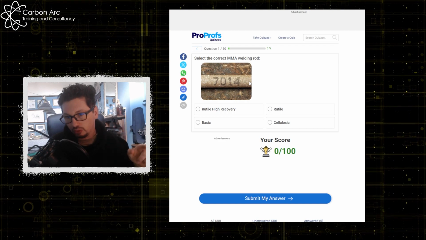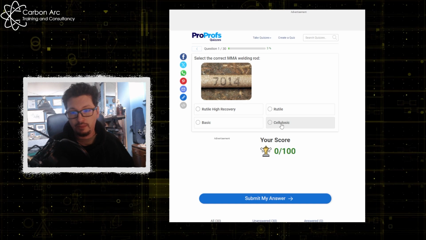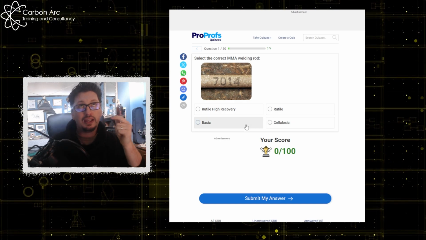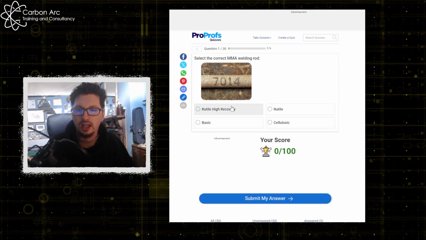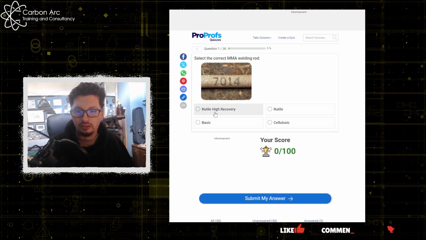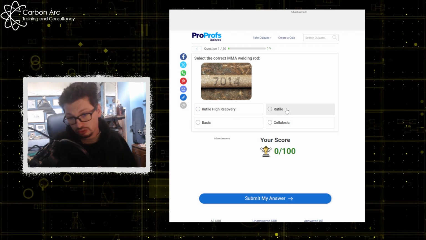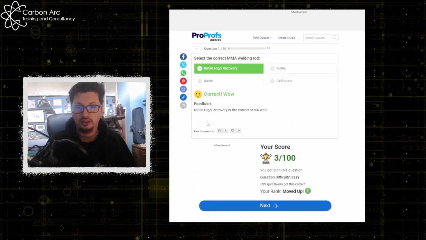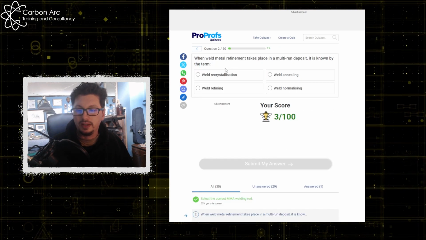That's 13 and 14. So we can have a look at these answers and go, we've got basic and cellulosic. It's not them. Cellulosic is a 10 and 11, and the basics tend to be 16, 17, 18, potentially 15. So now we're back to these two, which is rutile high recovery or rutile. A 13 is rutile, and a 14 is rutile high recovery. Great. So we've got that. Right, next one.